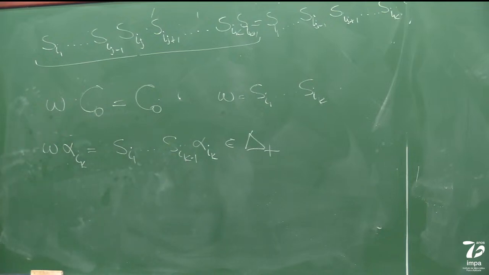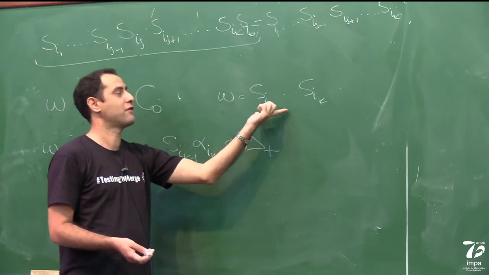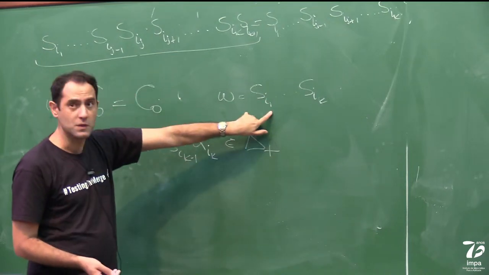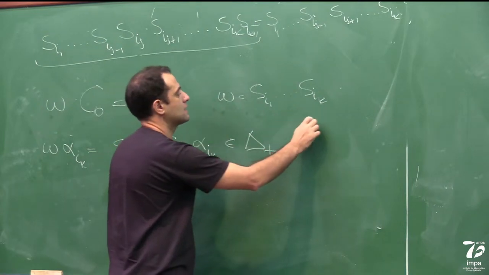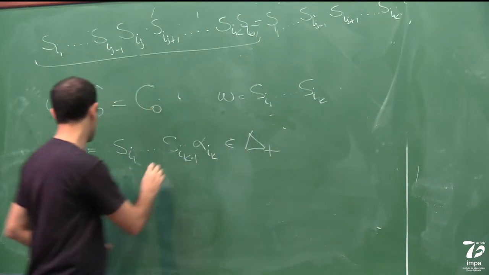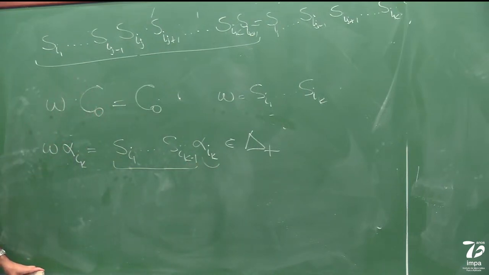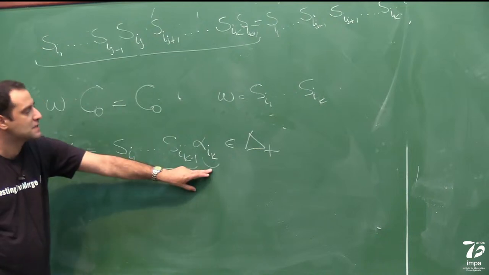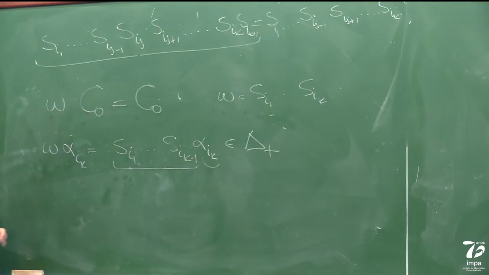So I take a W, I write its reduced structure. By contradiction, let's suppose that there exists such a thing, and this one is reduced. Now what we've learned is that this expression being reduced means that if I look at Si1 and I apply it to alpha ik, then it cannot be negative. Because the previous lemma said that if this was negative, then this guy was non-reduced. So this guy has to be a positive root. And I claim that this is absurd.